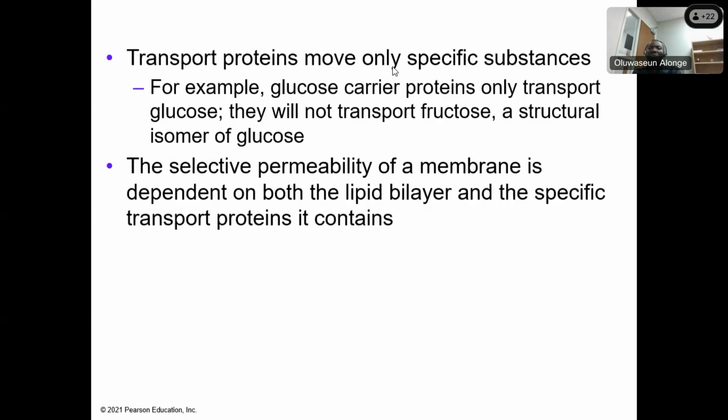Now, transport proteins move only specific substances. For example, a glucose carrier protein only transports glucose. So a transport protein that carries water is supposed to carry water alone because it's specific. Proteins are specific in their actions, just the same way hormones are specific. And obviously, most hormones are proteins. So a transporter that carries glucose, for instance, is not going to carry fructose, even though they are both monosaccharides. They will not carry different substances. They are specialized to carry the substances that they are peculiarly built for.